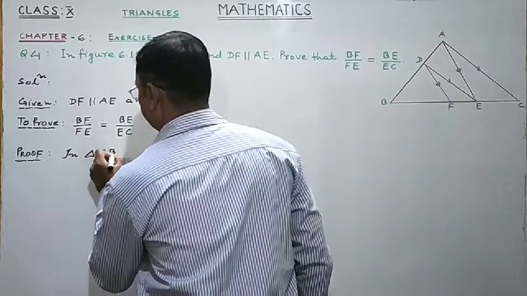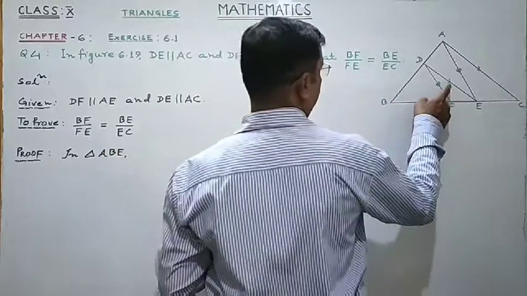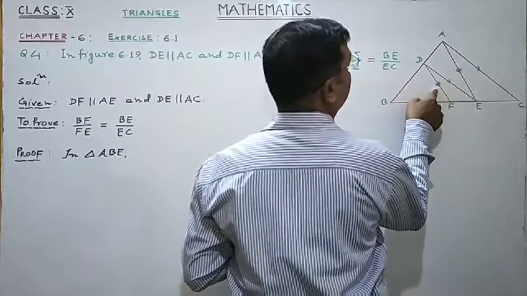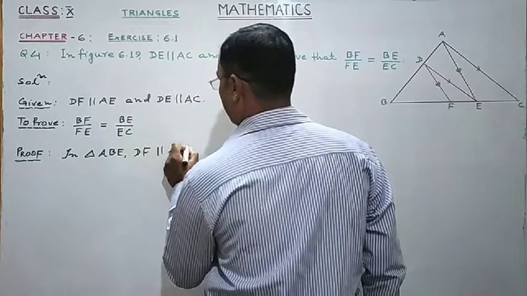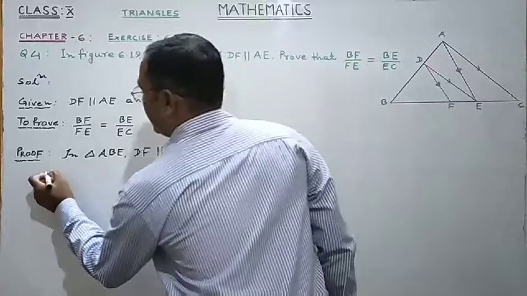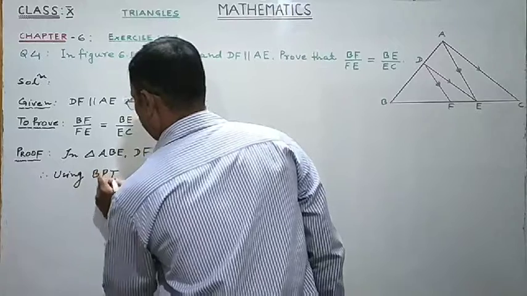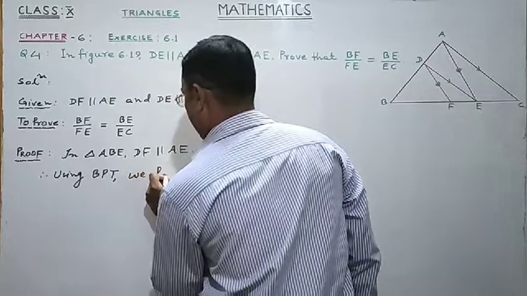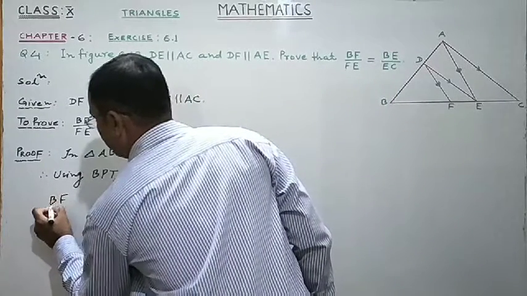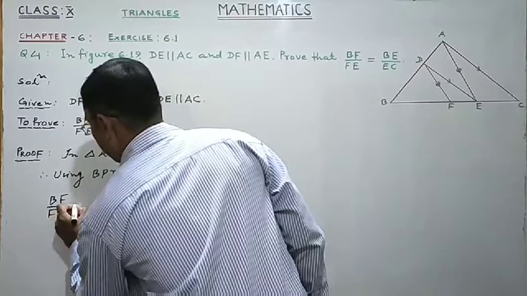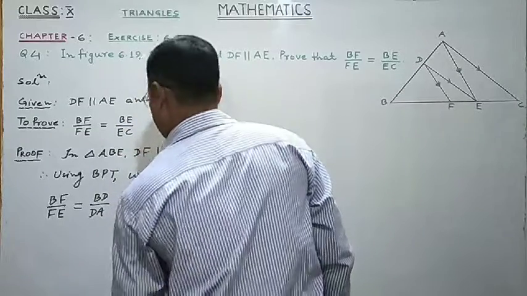In triangle ABE, DF is parallel to AE. Therefore, using basic proportionality theorem BPT, we have BF by FE is equal to BD by DA. Let it be number 1.